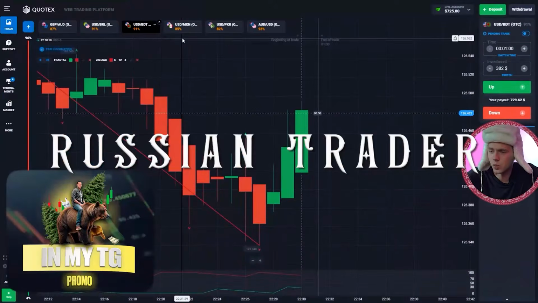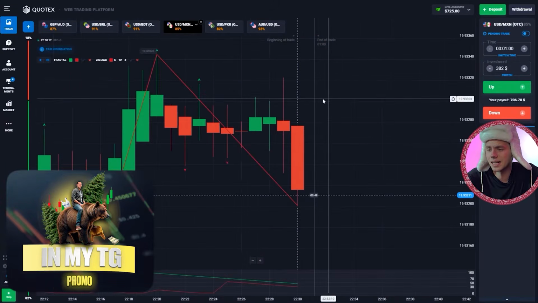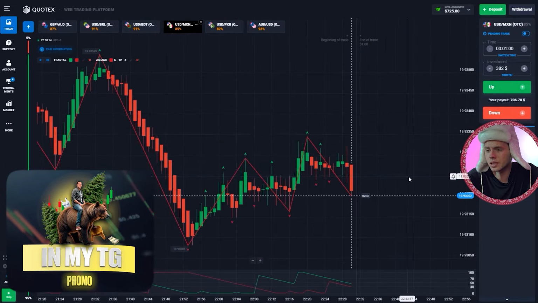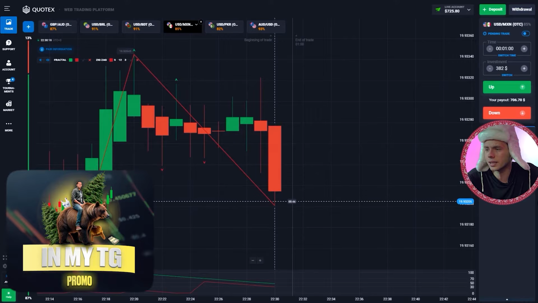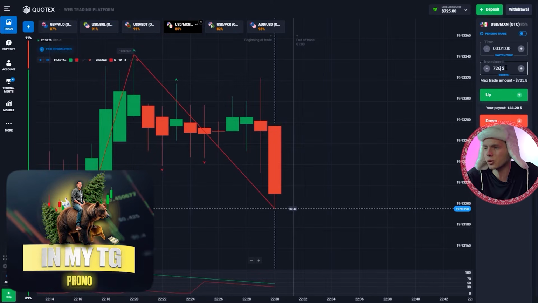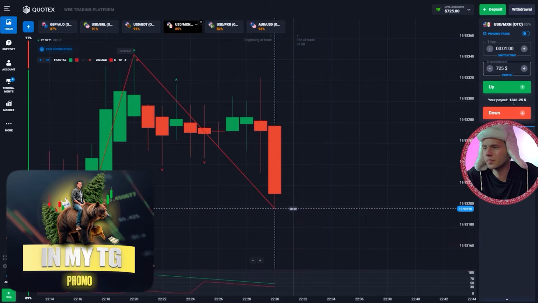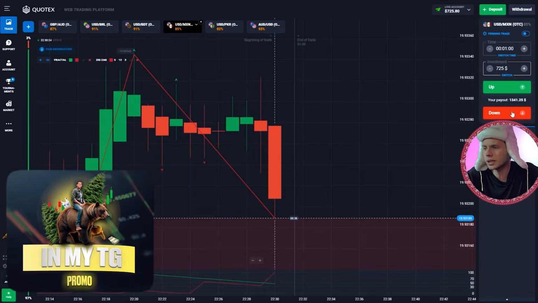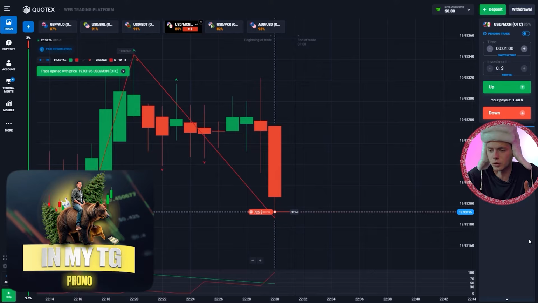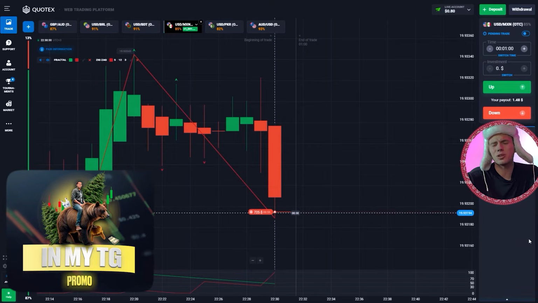Here is another trading pair. Let's take a look at what's happening over here right now. All right, interesting. Let's set up the amount first. 725, okay. Right now I'm opening a sell trade over here, guys. Opening a sell trade. If you take a look at the Aroon, it is very good.